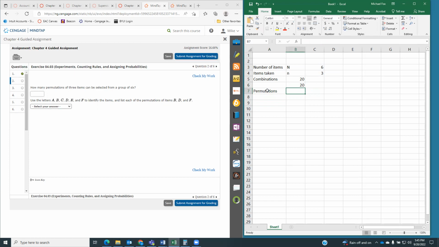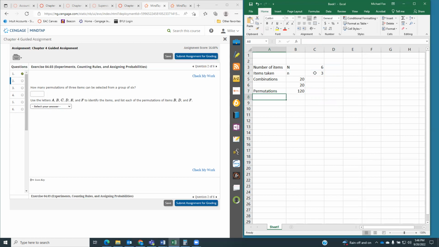So if we were going to make our own, we would say the numerator equals the factorial of big N divided by the factorial of big N minus little n. And we'll see that there's 120 different permutations. So it makes sense that the permutations are going to be higher than the combinations given the same number of items and the same number of items taken.